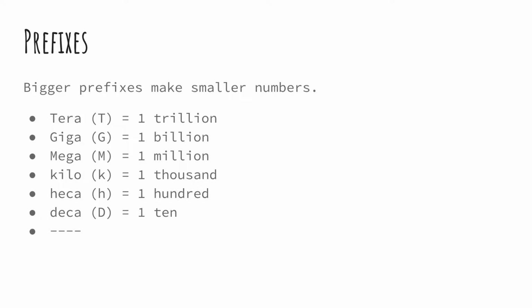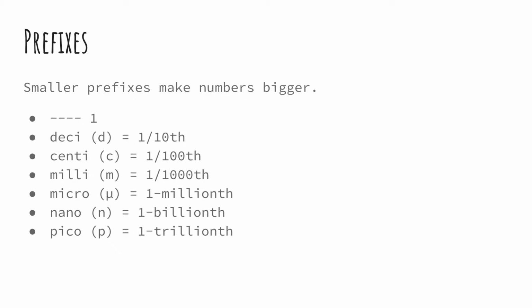Hecto and Deca are far more uncommon, but not unheard of. And that dashed line, that's just where you'd find the basic unit. That's the 1, where you don't need a prefix. So 1 gram would just be a gram. But you could say 10 grams is a decagram, 100 grams is a hectogram, 1,000 grams is a kilogram. Here we have the smaller prefixes. Deci, for 1/10, centi for 1/100th, milli for 1/1000th, micro, nano, and pico for millionths, billionths, and trillionths.